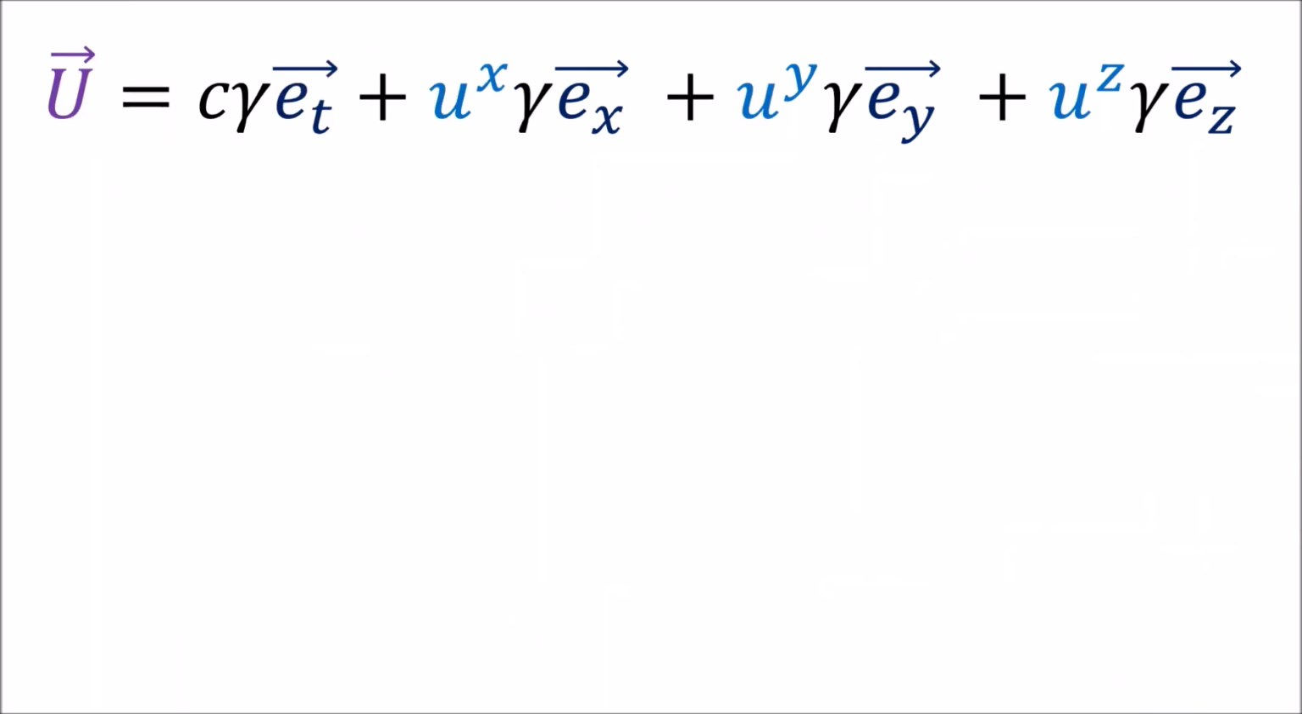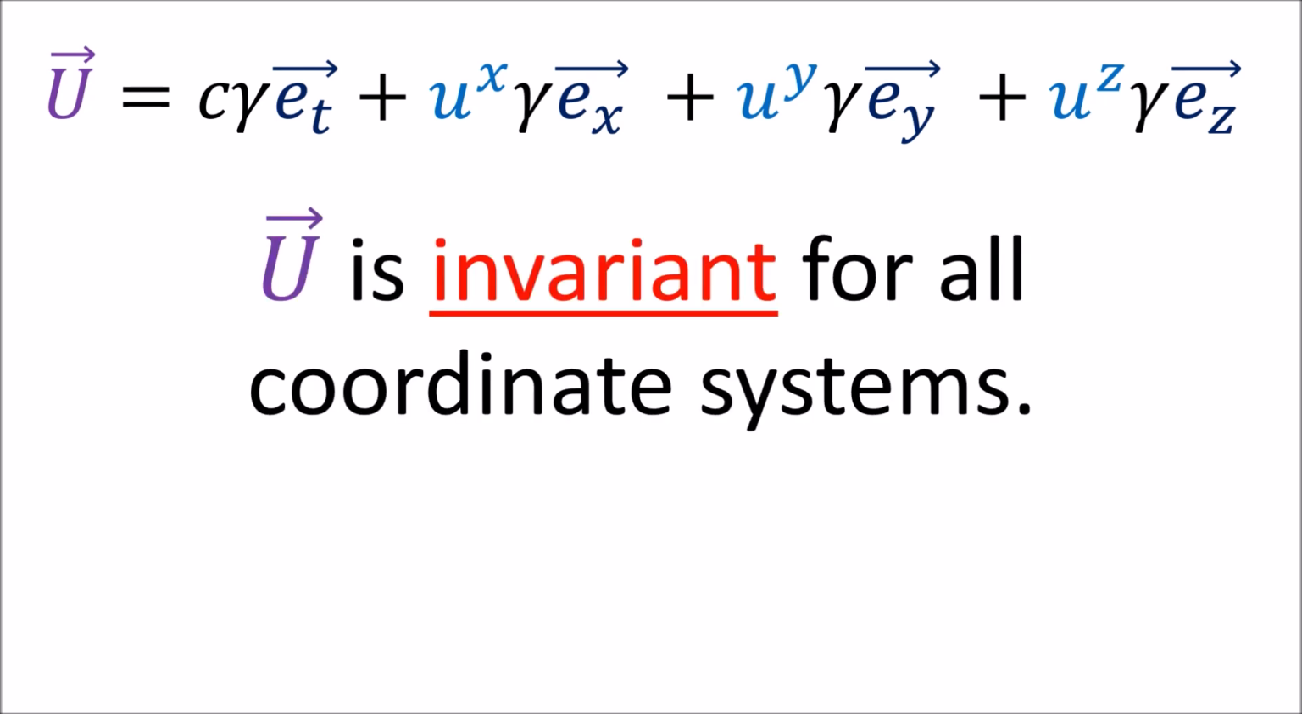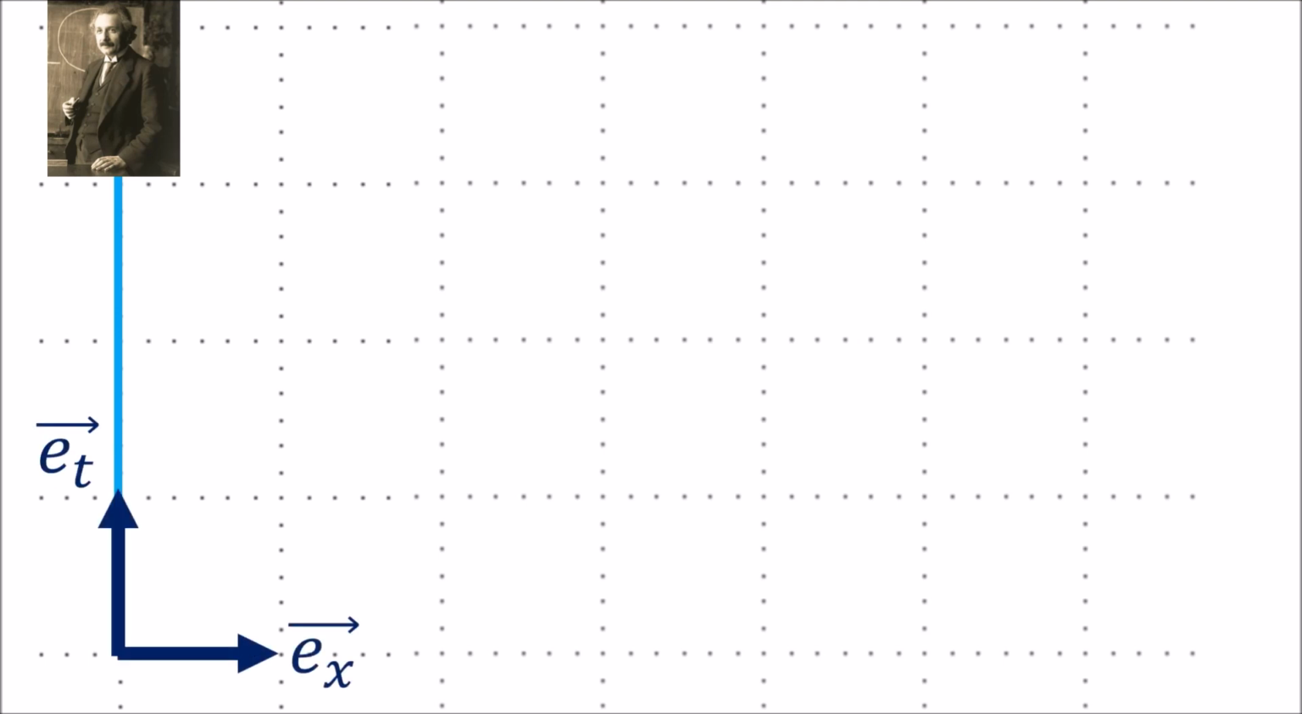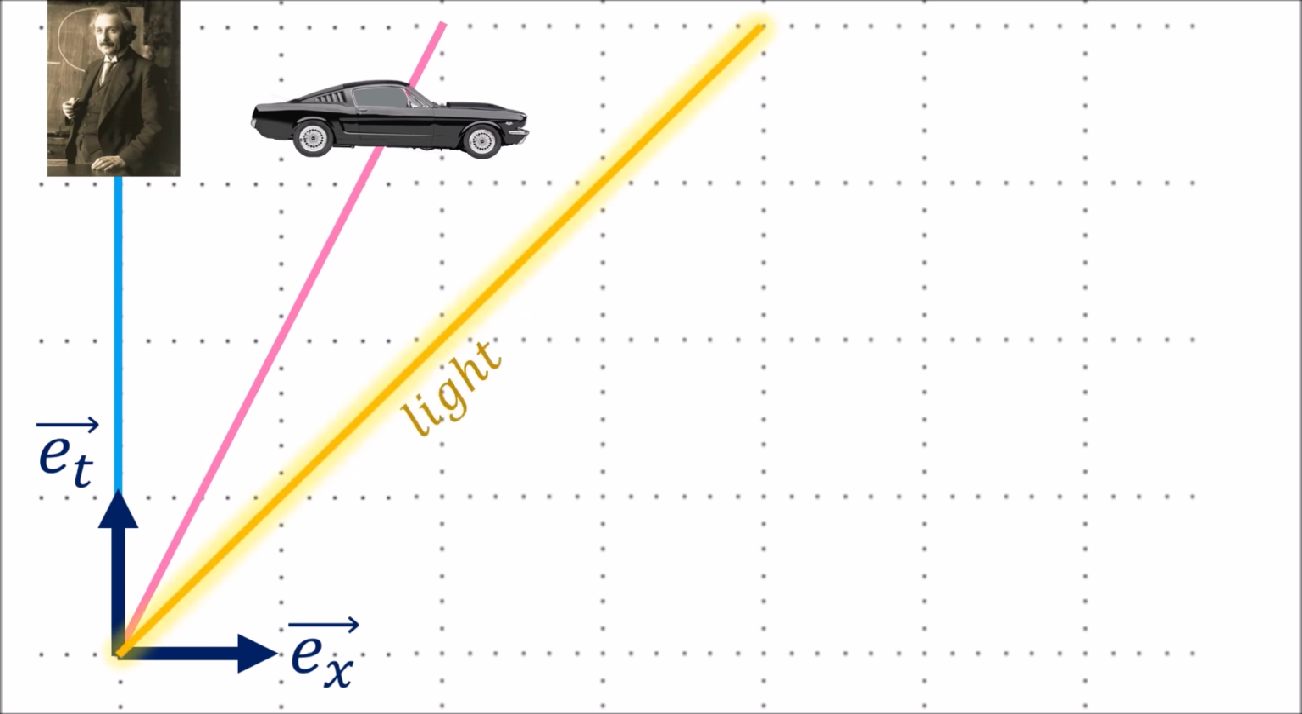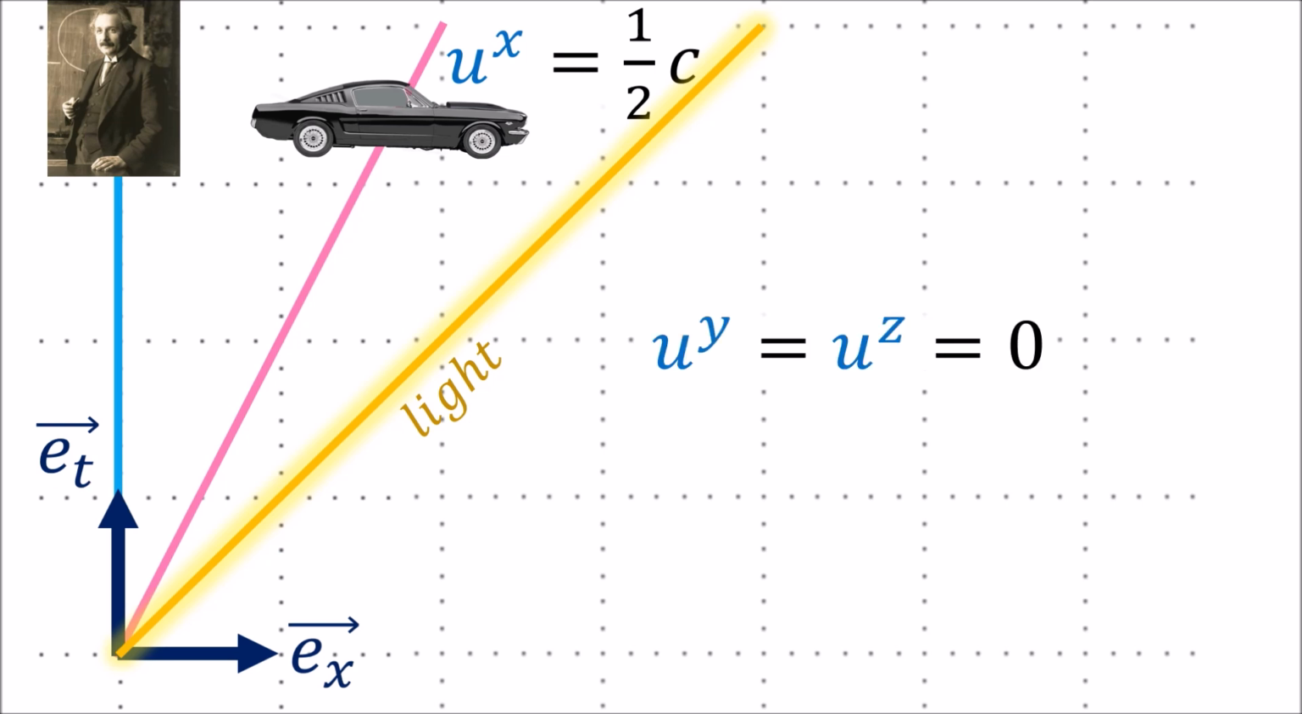So what's so good about this 4-velocity vector big U? The answer is that big U is invariant in all coordinate systems. Let's see this using an example. Let's say that Einstein is stationary in space in a space-time diagram, and a car is moving off to the right in the x direction at half the speed of light. So the non-relativistic velocity in the x direction, u^x, is 1/2 c. For simplicity, let's say that the velocities in the y and z directions are 0, so we're only concerned with the x-axis and the time axis.